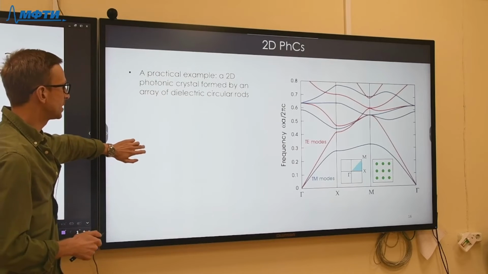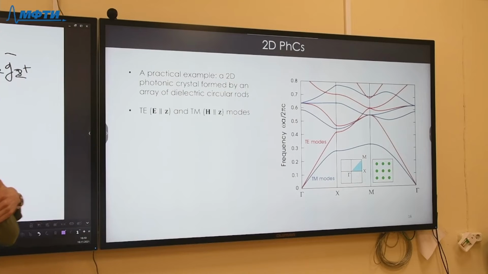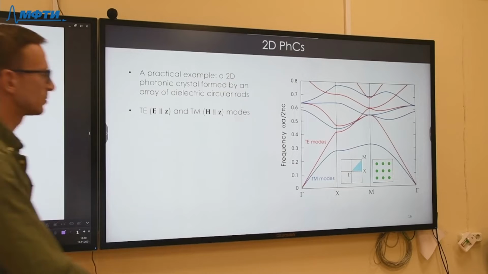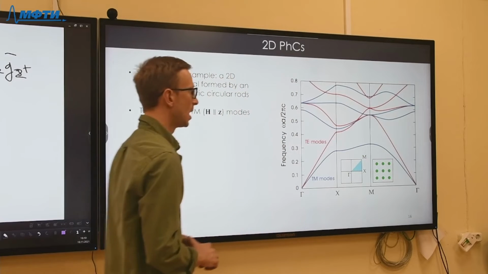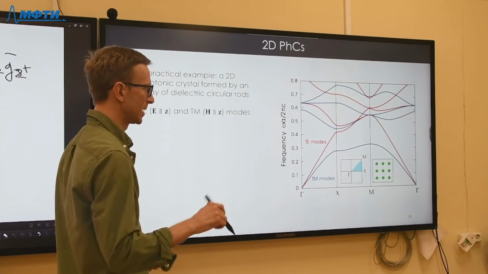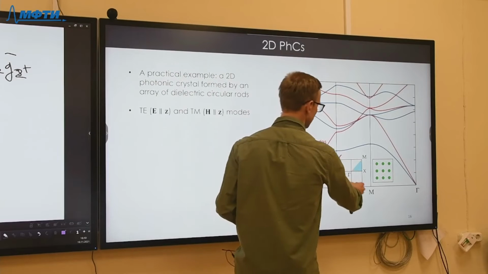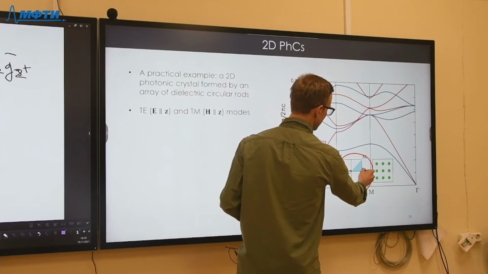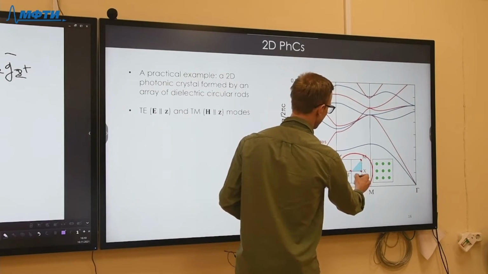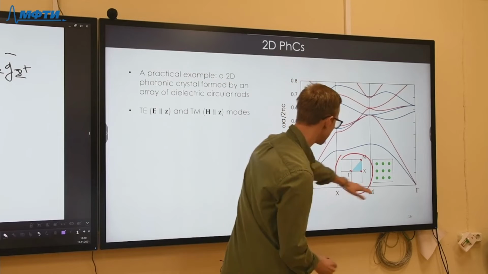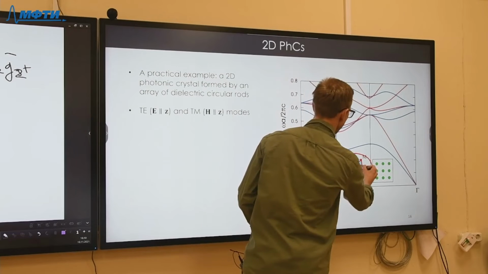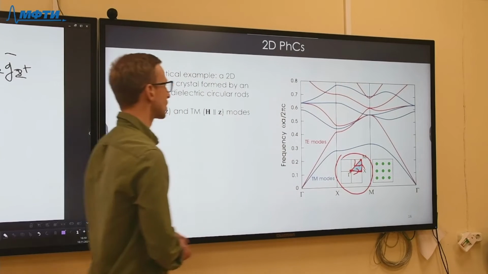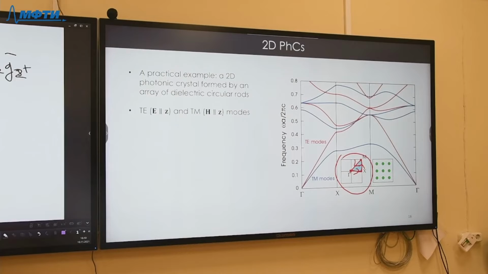Okay, let's look at some practical examples. This is a 2D photonic crystal formed by a rectangular array of dielectric rods placed in a square lattice. This is the Brillouin zone, gamma point, X point, M point, and this is the path, gamma, X, M, gamma. And this is the projection of the eigenfrequencies onto this linear path.